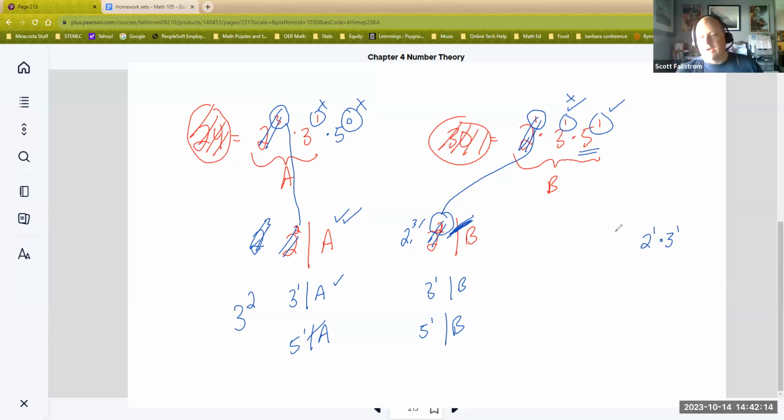So there we go. And this right here would be the greatest common divisor of 24 and 30. It's just that product, 2 times 3, which turns out to be 6.